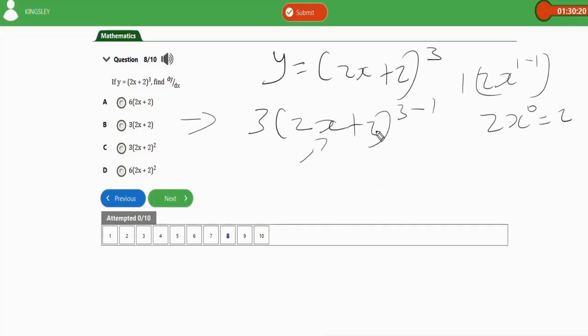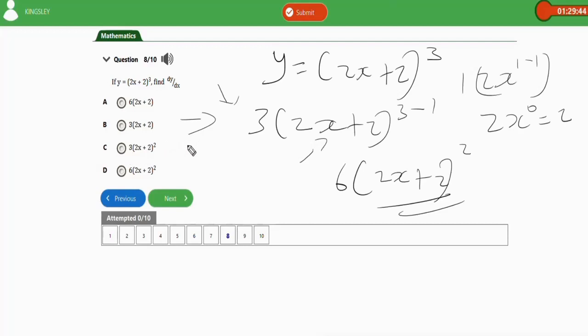When you differentiate a constant, you have 0. So basically, if you are differentiating 2x plus 2, you're going to have 2. So this 2 now we come and multiply this 3 here as well. 2 times 3 will give us 6. We have 6 times 2x plus 2 to the power 2, and that will be the answer to this question. So the correct option is what? Option D, 6 in bracket 2x plus 2 bracket close to the power 2.